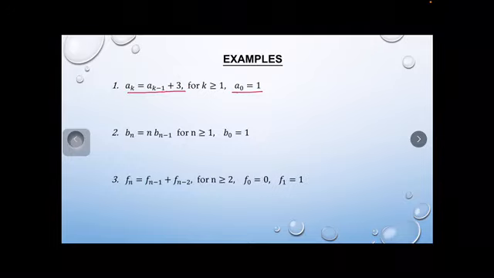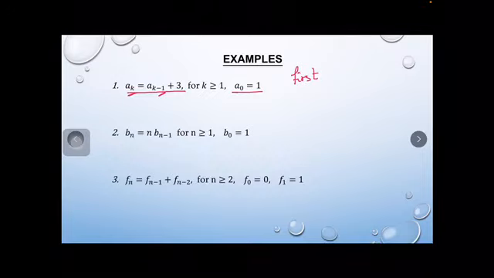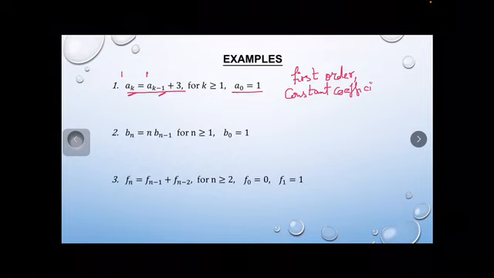Here you can see that the kth term depends only on the first previous term, the (k-1)th term. So this recurrence relation is of the first order. The order is 1. And because the coefficient is 1, all the coefficients of the recurrence relation are constant, so this is the recurrence relation of constant coefficients, right?